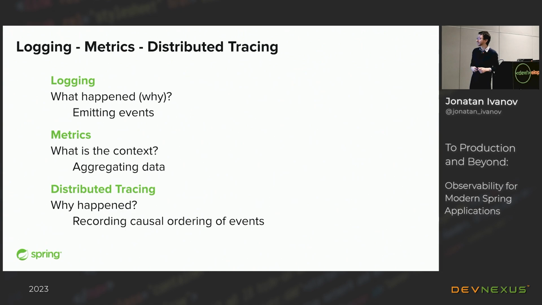On the other hand, there are also metrics. Metrics should give you the context of these events. It should answer the question, hey, is it bad? Is it good? How bad or how good is this? It gives you that context by aggregating the data. And also there is distributed tracing, which should really answer the question why something happened. It does it by recording these events in causal ordering, which means that if you have an event, you will know it was caused by another one, and that was triggered by another one, and so on. So you will have this parent-child relationship between events by causality.